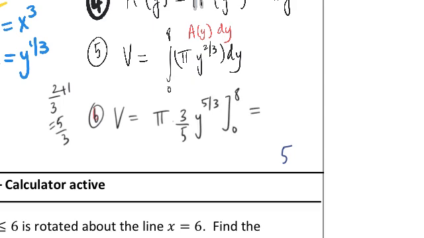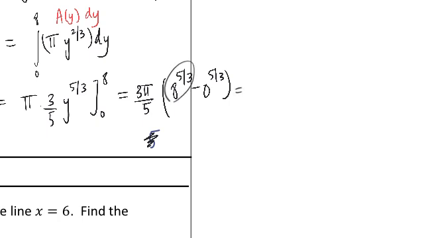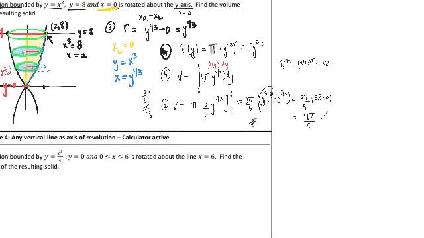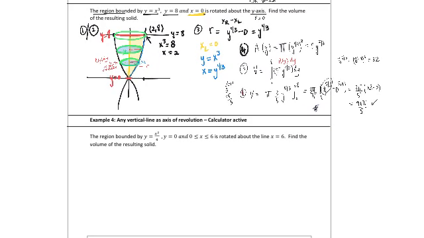Let's see, 3 pi over 5 is a constant out front, times 8 to the 5/3 minus 0 to the 5/3. Hopefully you remember this; you've seen it a few times now. 8 to the 5/3, you do it by going 8 to the 1/3, which is 2, to the 5th, and that's 32. So 3 pi over 5 times 32 minus 0 is 96 pi over 5. Let me double check. Yep, that's the right answer. So there you go, a champagne glass example of a vertical axis of revolution.